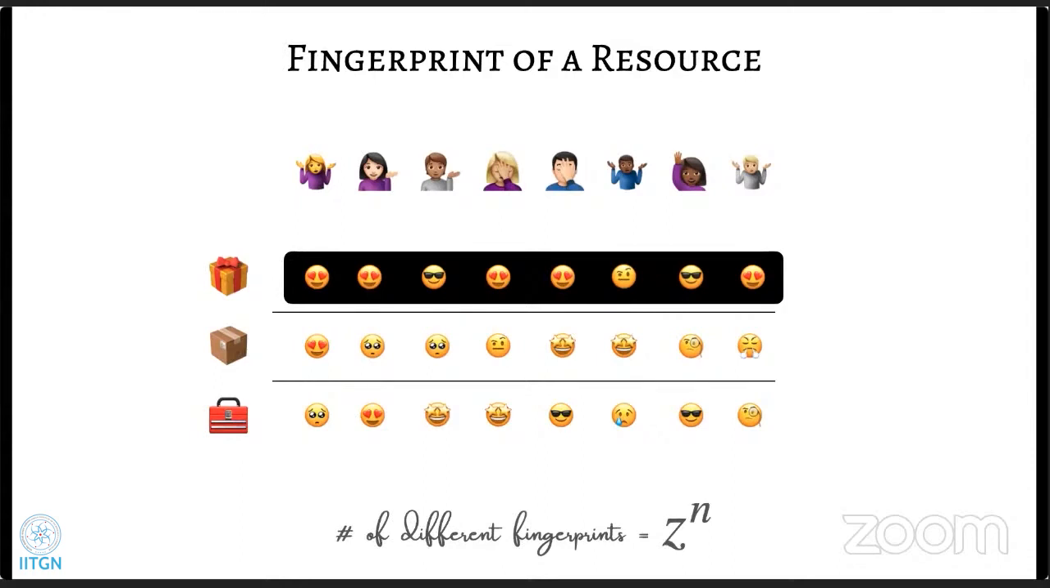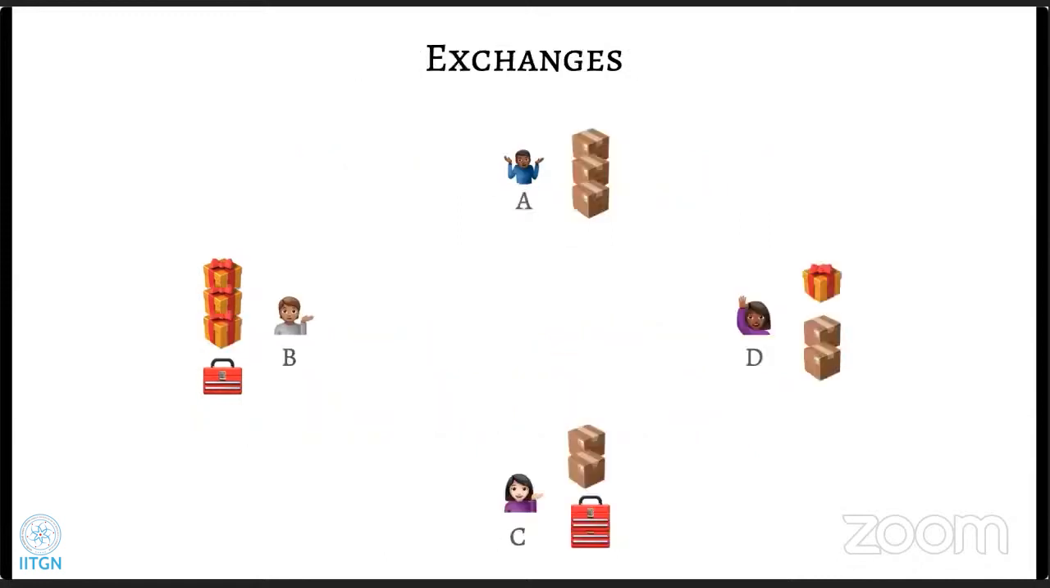So the number of item types that we care about is bounded by Z to the n. The simple point is that if you exchange two items of the same type, it doesn't make any difference in the allocation. Let me talk about exchanges as a general concept.